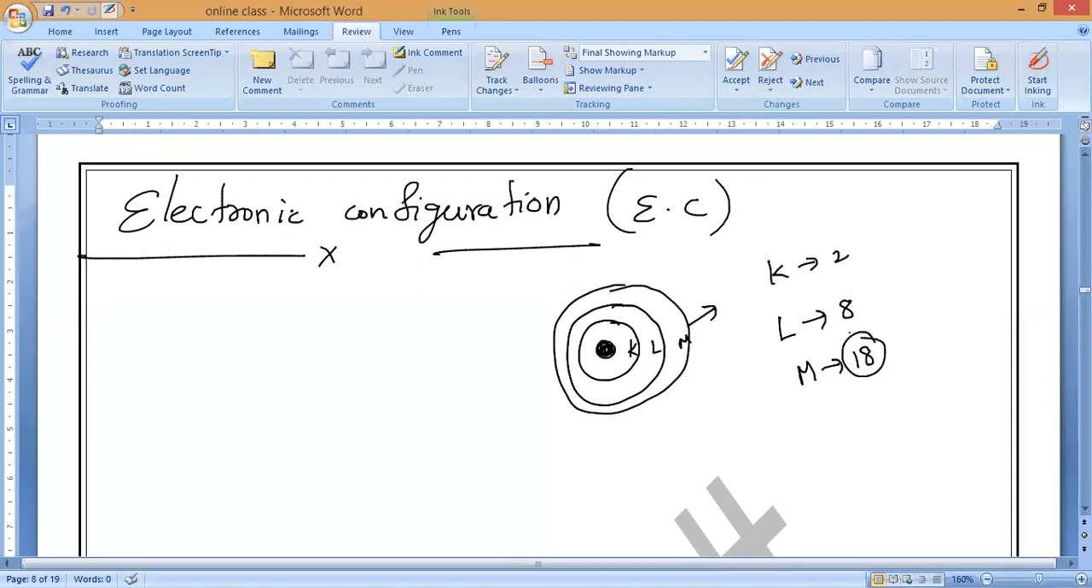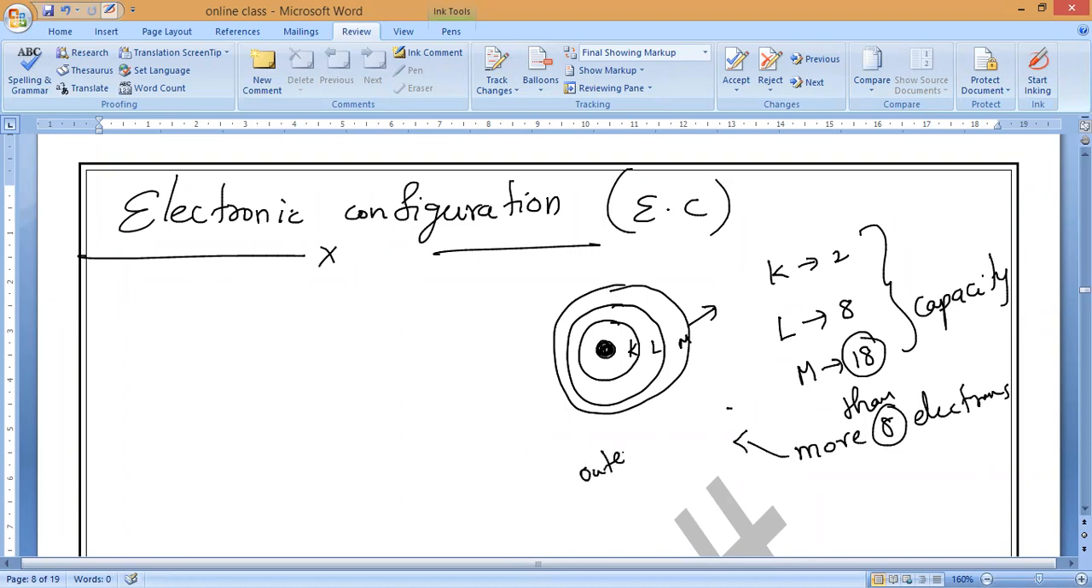8. 18. But remember, whatever the outermost shell, try to understand carefully. We cannot fill more than 8 electrons in the outermost shell. More than 8 electrons it is not possible to keep. Its capacity is different. But what do you mean by this one? More than 8 electrons we cannot fill in any outermost shell or a last shell.